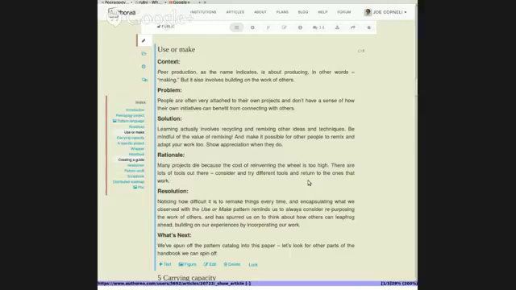So, projects. Many projects die because the cost of reinventing the wheel is too high. There are lots of tools out there. Consider and try different tools and return to the ones that work. Okay, resolution. Noticing how difficult it is to remake things every time, and encapsulating what we observed with the user make pattern, reminds us to always consider repurposing the work of others and has spurred us on to think about how others can leapfrog ahead, building on our experiences by incorporating our work.